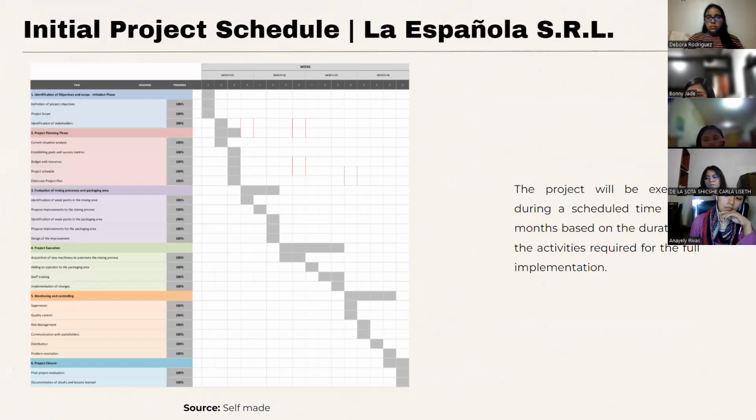First, let's remember that this project will be executed during a scheduled time of 4 months, based on the duration of the activities required for the full implementation. These activities range from the planning and organizing of resources to the implementation of the project itself. Next slide, please.